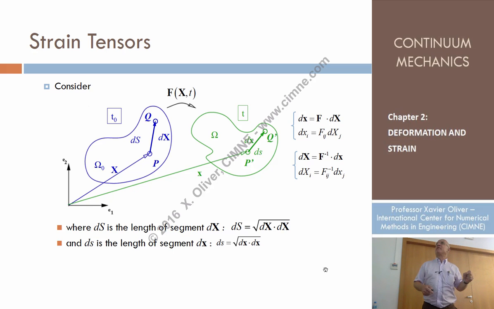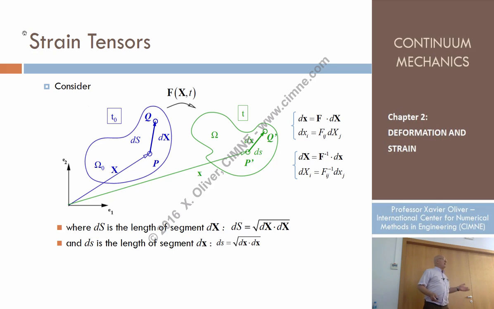By the way, let's now look at the distance. So far, we referred to relative position vectors. Now let's think about distances. What is the distance of these two particles? It is a scalar, always positive: the norm, the modulus of this vector. Let's call the distance between these two particles at the reference configuration capital DS, and the distance of the same particles at the present configuration small ds.